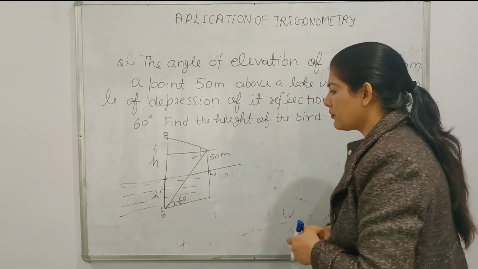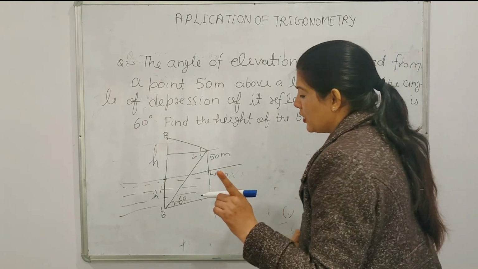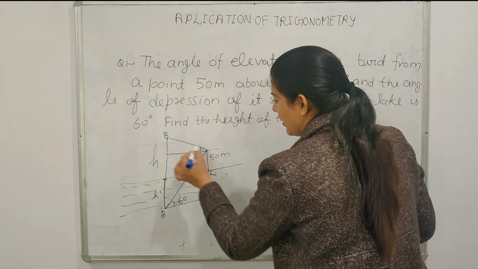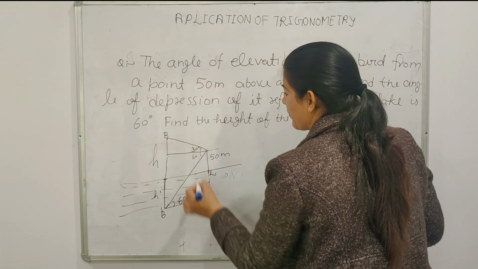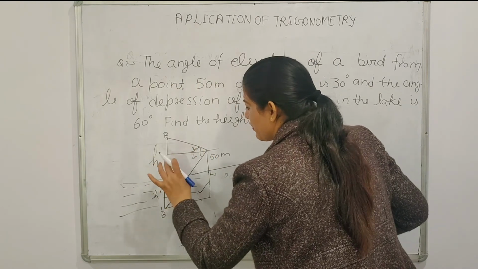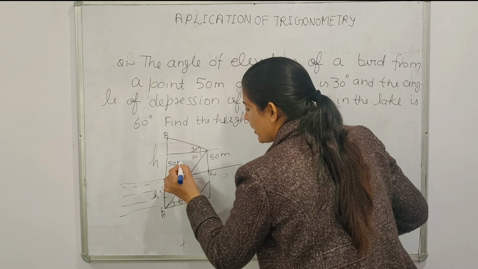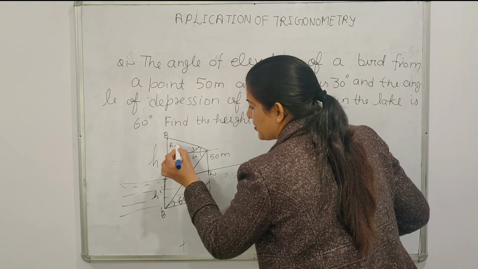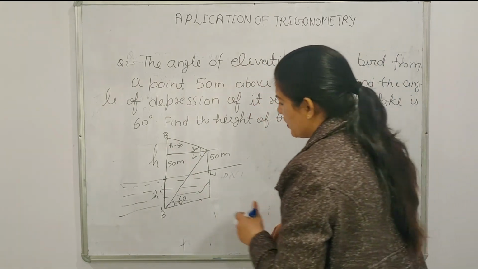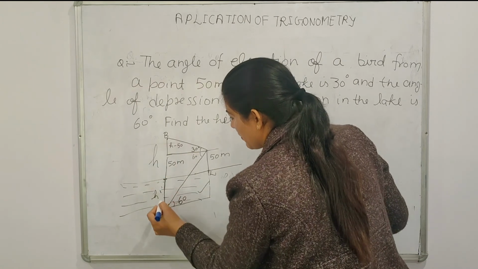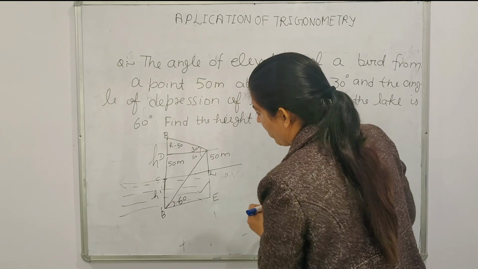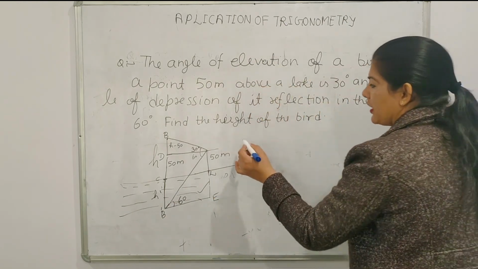So we will discuss two triangles here. First this triangle, and the second triangle is here, and this angle is 30 degrees. The height of the observer from the ground is 50 meters. So basically this is 50, then this is equal to h minus 50 in this triangle. Just write down all the points: B, B dash, C, D, E.